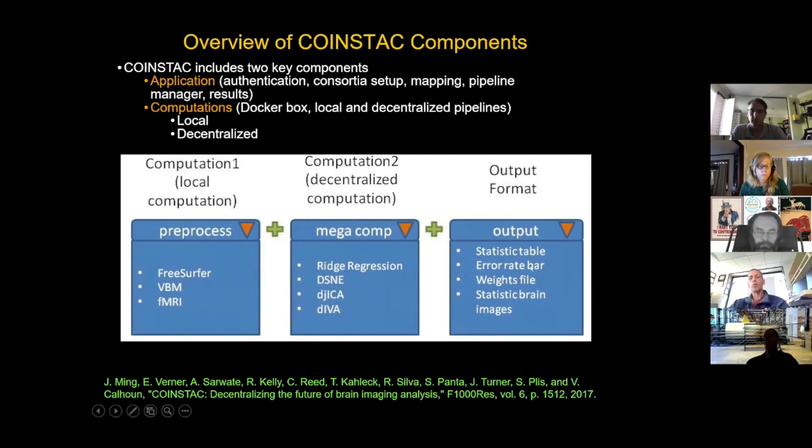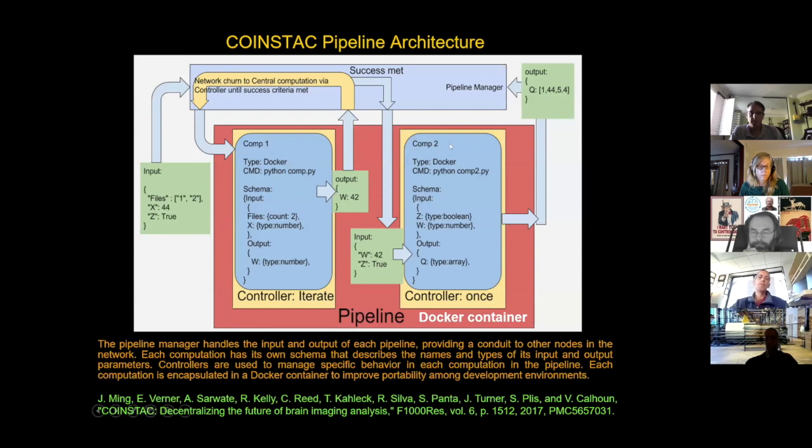And then we have the output, which are tables and images and files. Here's just a visualization of the architecture. For people that want to build computations, there's really just two pieces to it. You have an input that is to the local data, and then you have an input to an iterative process that basically churns across all of the other data sites. And again, that can be a single pass, or it can be multi-pass.